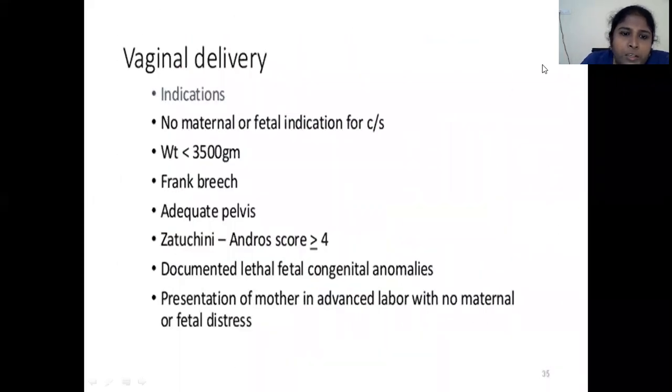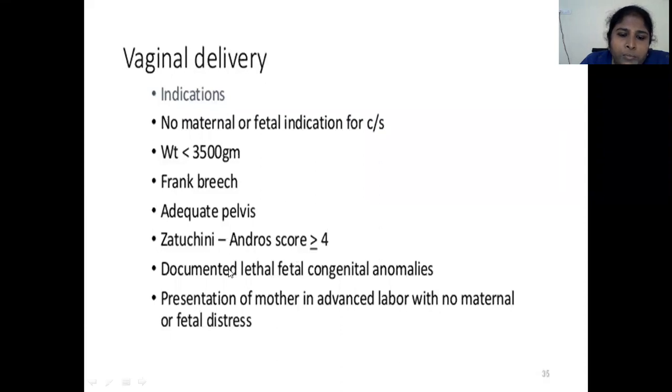So the main indications for vaginal delivery in breech are no other indication for cesarean section like diabetes, hypertension, or any other problems. No macrosomia. Weight should be less than 3.5 kgs. Frank breech, breech with extended legs. Pelvis should be good, an adequate gynecoid pelvis. With all these, the score will be more than 4.